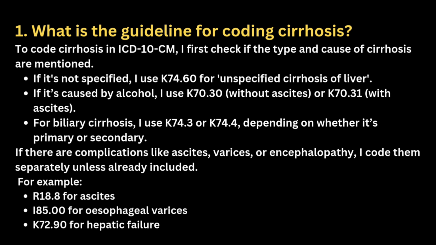So the question here is, what is a guideline for coding cirrhosis? For coding cirrhosis, first you should check the type and cause of cirrhosis. If it is not specified, you should give unspecified cirrhosis. If it is caused by alcohol, you should add it. Okay, so that's all about coding cirrhosis.